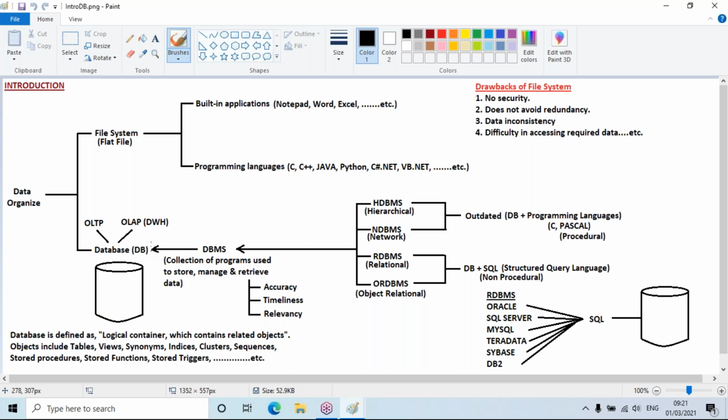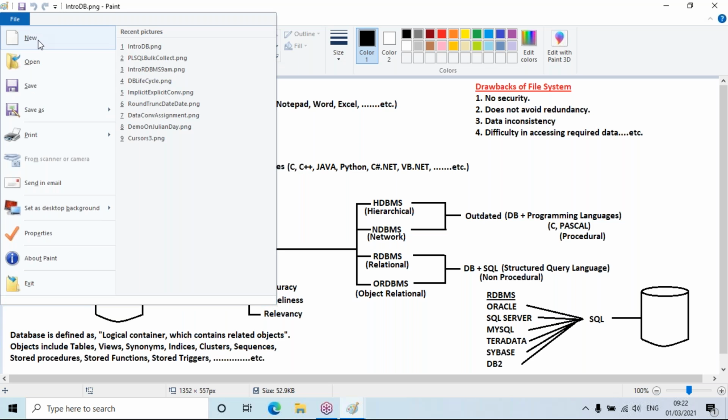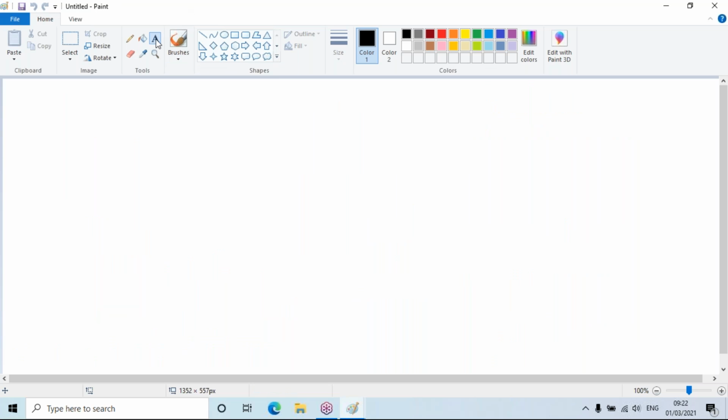And coming to one more important thing, we have even seen the introduction to RDBMS. RDBMS, that is Relational Database Management System. Okay, now today we are going to start our subject. Yes, so here comes introduction to Oracle.